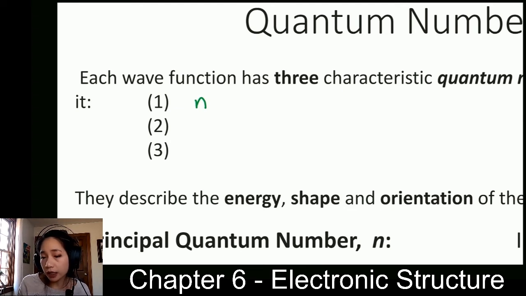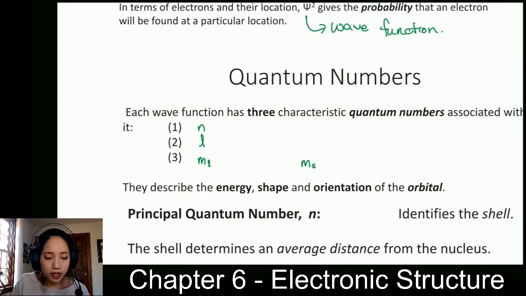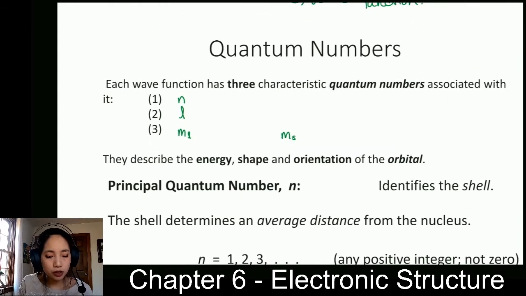N should look familiar. That's our energy level or our principal quantum number. We have L, lowercase l, and then we have m subscript l. And so those are three of our quantum numbers. And then there's another quantum number we'll talk about later, m subscript s. So these first three quantum numbers describe the energy, shape, and orientation of the orbital or the probability map of finding an electron. So that's what an orbital is.